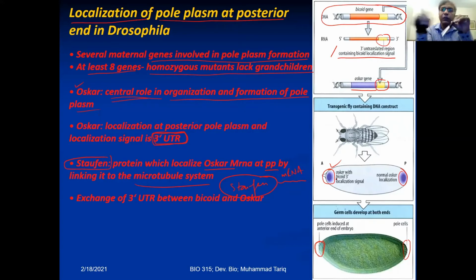No. This is the fruit fly. That was the nematode C. elegans, where P granules are asymmetrically distributed. Here in the fruit fly embryo, what we learned is that maternally contributed genes, here Oscar, Staufen, and at least eight known genes, contribute to the formation of this pole plasm and eventually the pole cells. Now, this experiment proves that just bringing Oscar to the anterior side contributes to pole cell formation. It means Oscar must be attracting something else as well. Okay, thank you. Any other question?